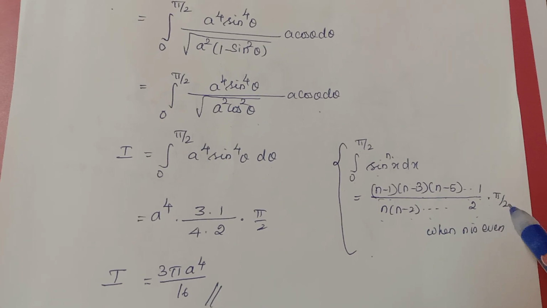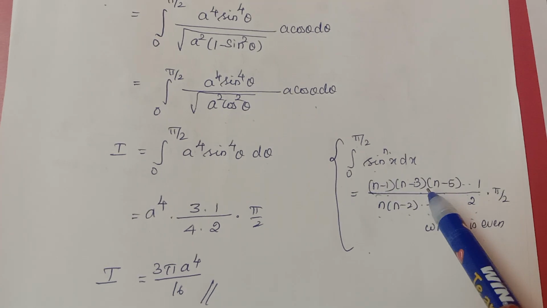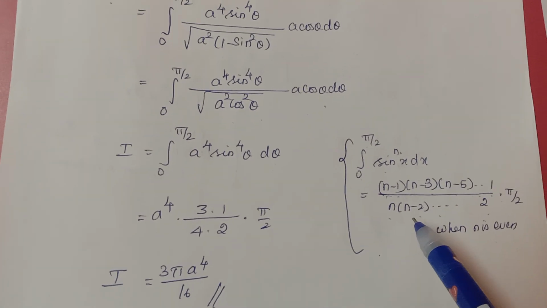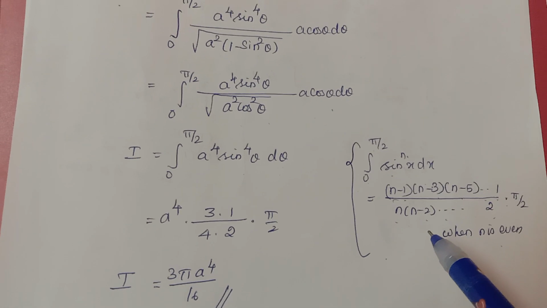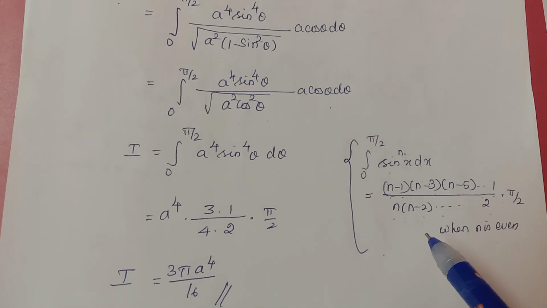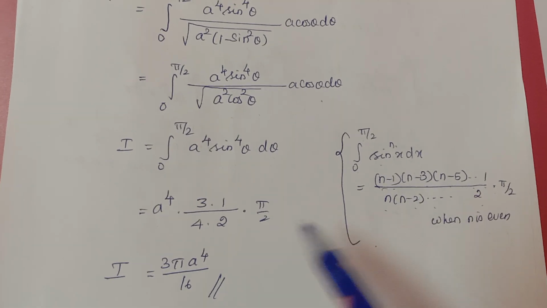up to pi by 2 when n is an even number. So this is the reduction formula for sine power n when n is an even number. Already I have posted one video for the derivation of reduction formulas for all trigonometric functions. You can refer to that video also for better clarification. But this is the formula I am going to use here.